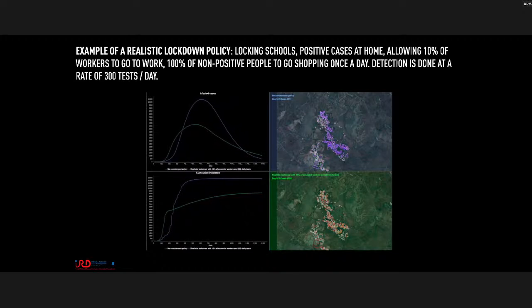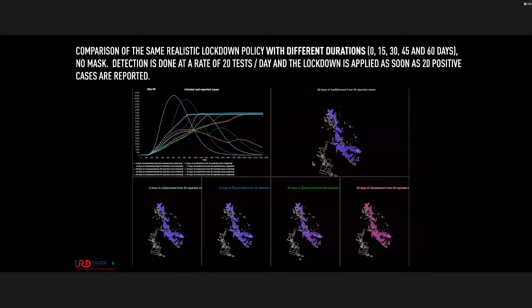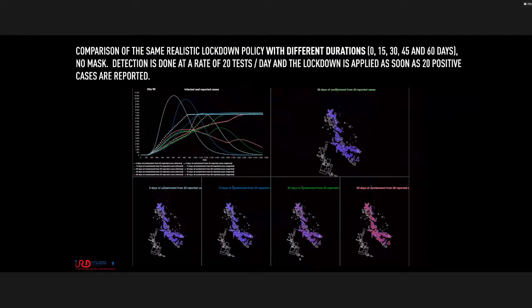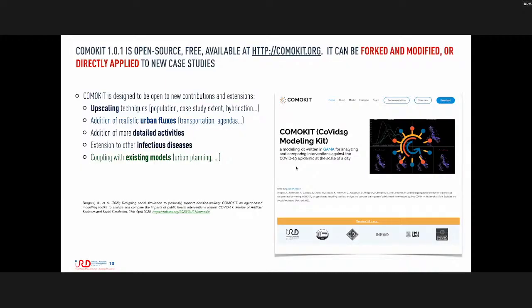Okay. So here you have one example of how we used ComoKit. Here you have another one, this time with five different simulations, okay, which are run in parallel, and which compare actually the same policy, but this time with different durations, for example. Okay, so you change a little bit the parameters, no mask, et cetera, with the same detection policy or anything. So ComoKit, that was the initial model, and actually it is available.